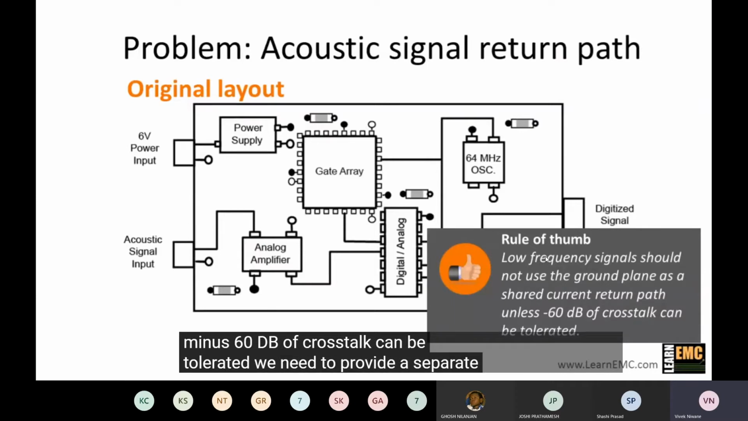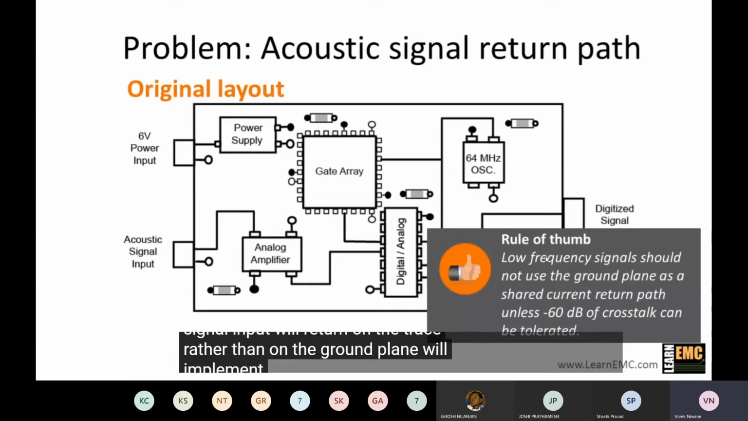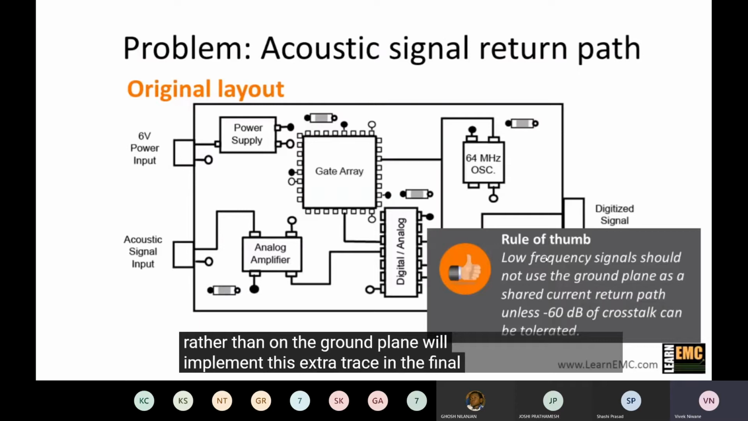We need to provide a separate return path for the acoustic signal by adding a dedicated trace tied directly to the amplifier ground pin. This will ensure that the current for the acoustic signal input will return on the trace rather than on the ground plane. We'll implement this extra trace in the final layout.